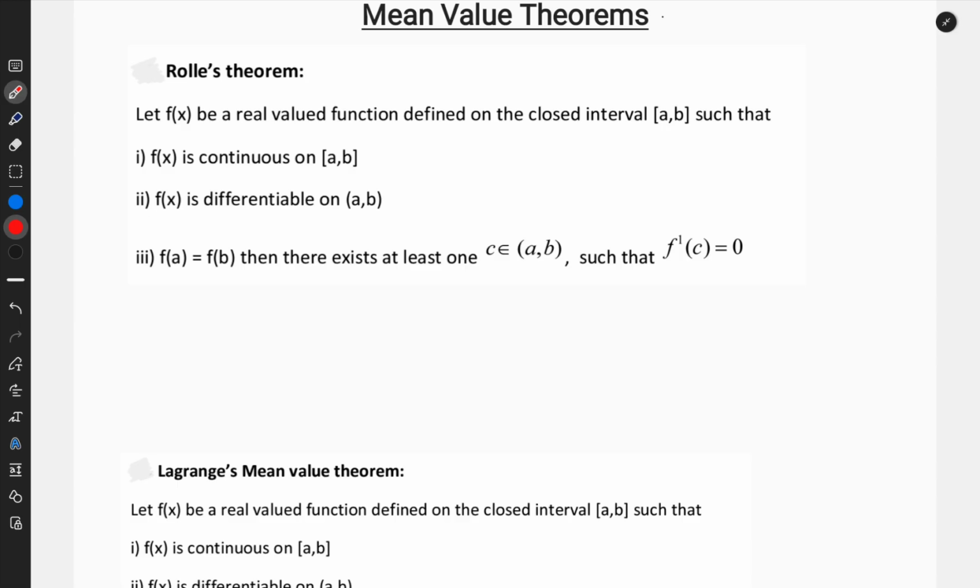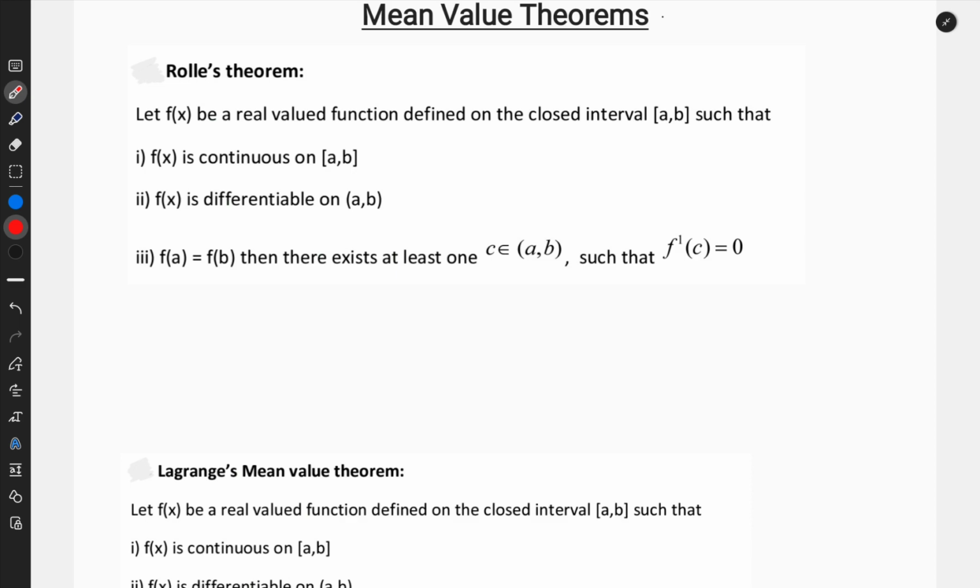Today I came up with a very important concept, mean value theorems. Many students are scared about this concept, and the moment they see the question, they leave the question, or sometimes they may not identify that the given question is an application of mean value theorem.